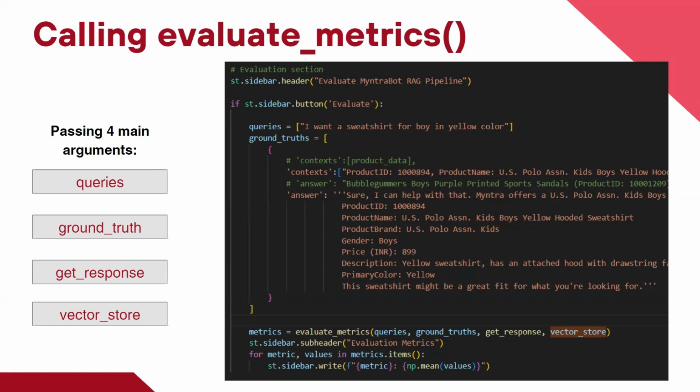Now call the evaluate metrics function with the queries, ground truths, the get response function, and vector store as arguments. This function calculates various performance metrics for the chatbot based on the provided user query and ground truth data. Now let's iterate over the calculated metrics. For each metric, it writes the metric name and the average value of the metric to the sidebar.